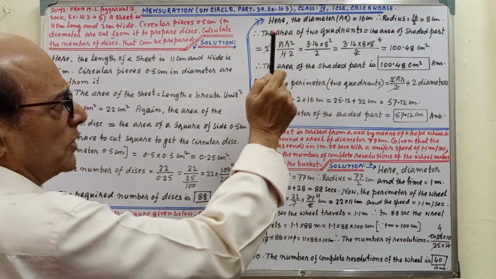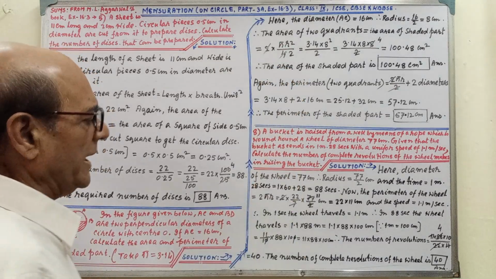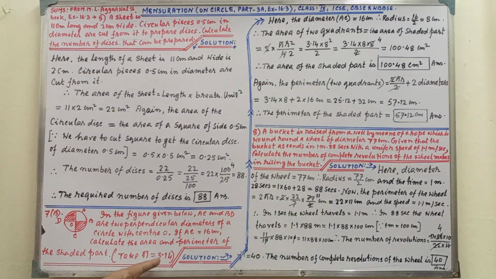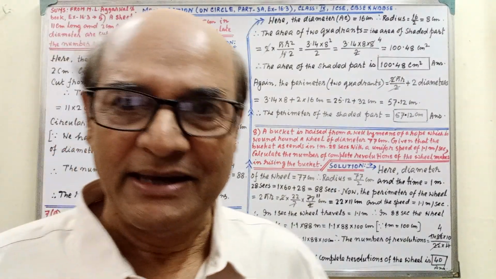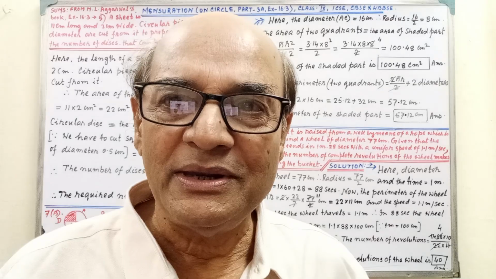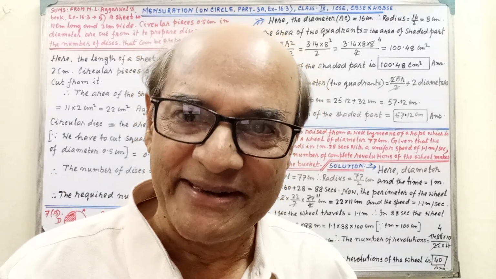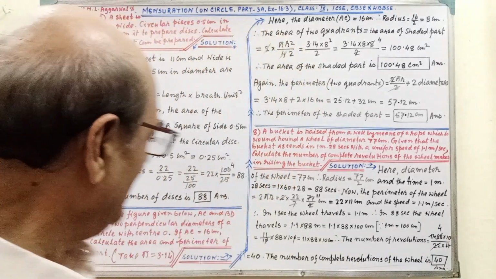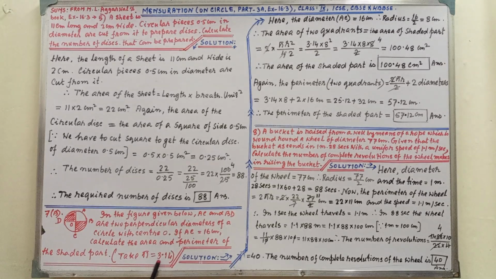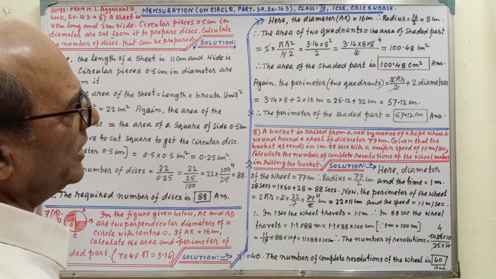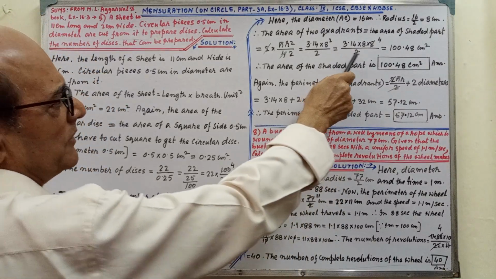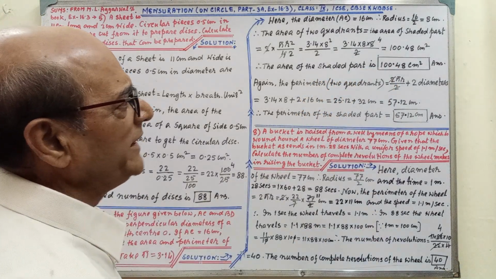This is coming from the formula. Then the value of pi here is given as 3.14. In a sum, if you see the value of pi is given, then you will not take 22 by 7. Exactly the value that is given, we have to take for calculation. Here 3.14 is given, so here we have to write 3.14. After writing, then simplifying, we are getting 100.8 centimeter square.